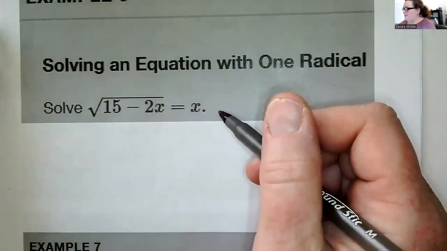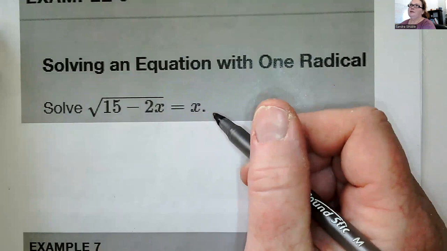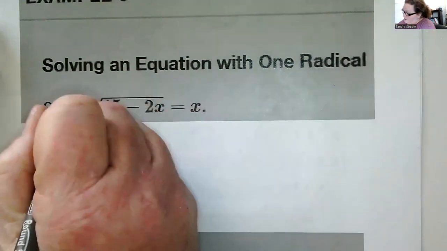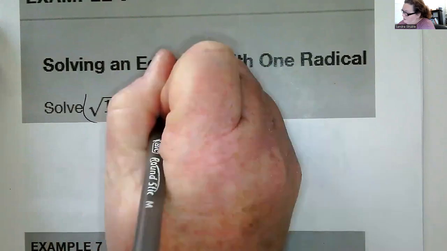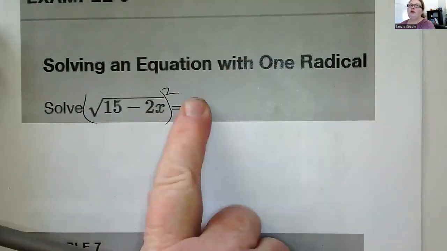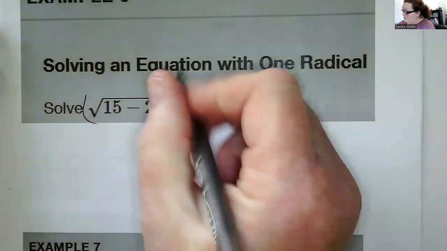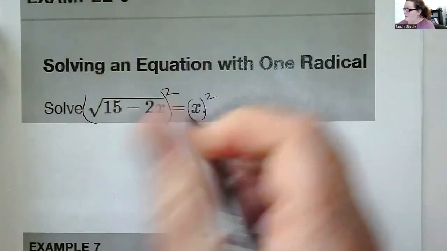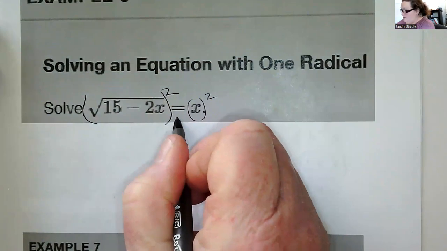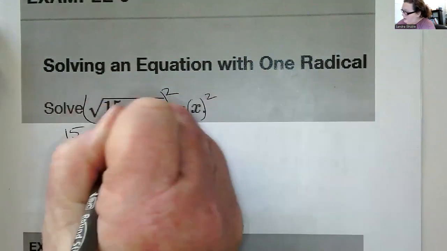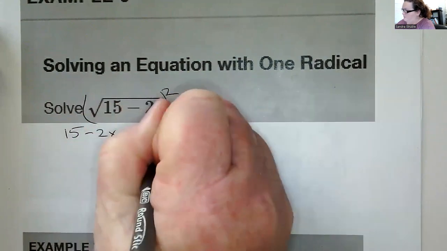Anytime I see this, first of all, I'm delighted because it's pretty easy to get rid of the radical in this case. So I just take that and I'm going to just square. The opposite of a square root is squaring, and that just cancels it out. But what you do to one side, you have to do to the other. That's why this equal sign is here. All right, so I end up with 15 minus 2x is equal to x squared.